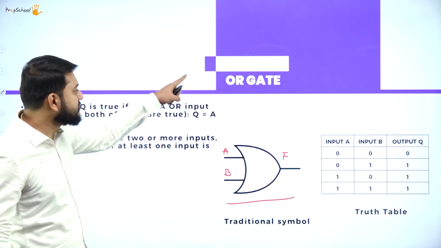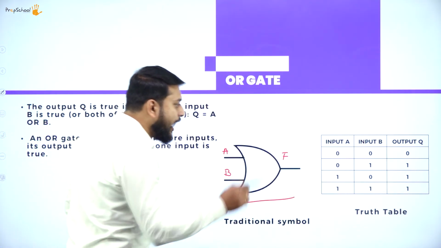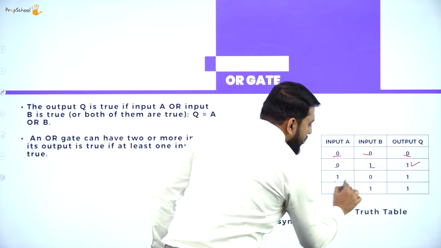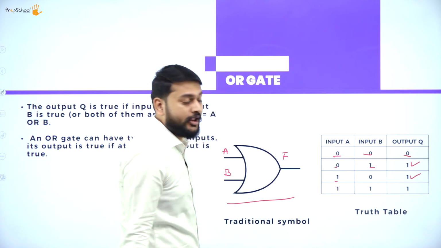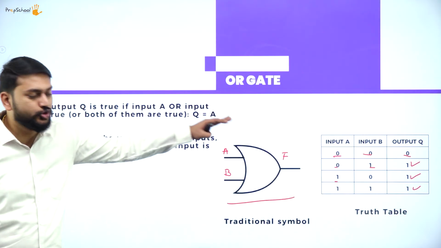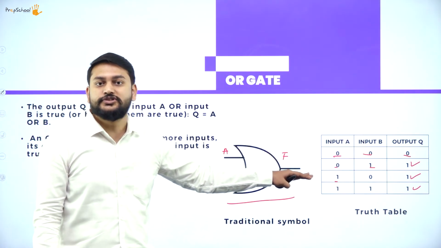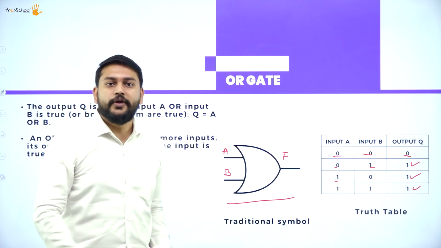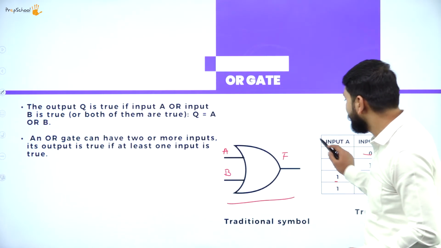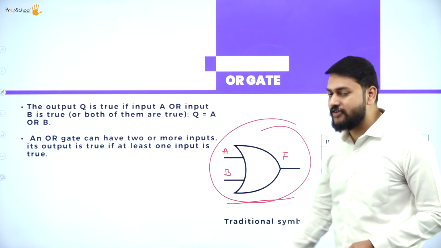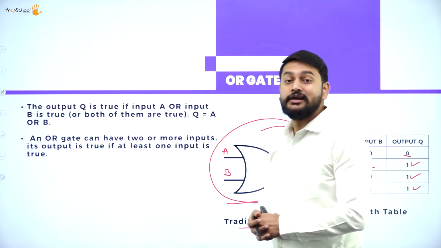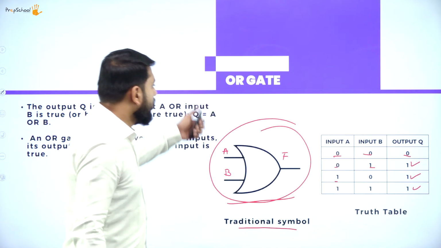So what is this gate? This is an OR gate. What operation do I have to perform? Addition. 0 plus 0 is 0, 0 plus 1 is 1, 1 plus 0 is 1 again, and 1 plus 1 is 1 again. So guys, this is the truth table of the OR gate. This is what you have to remember. Again, when it comes to the OR gate, you should remember the definition and the graphical symbol. They also call it a traditional symbol, but mainly we call it the graphical symbol of the OR gate.